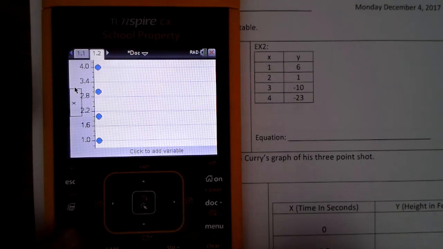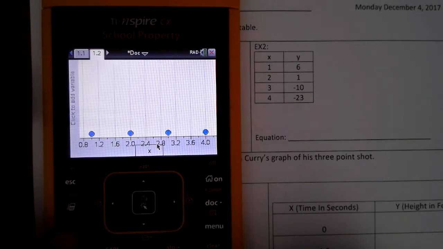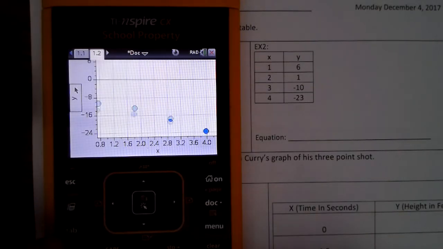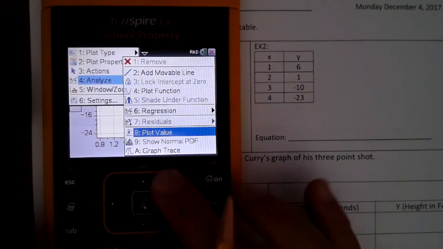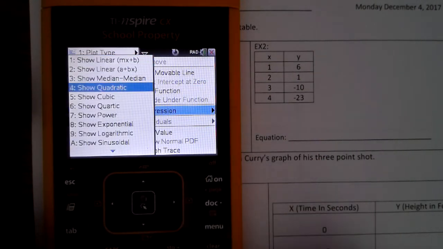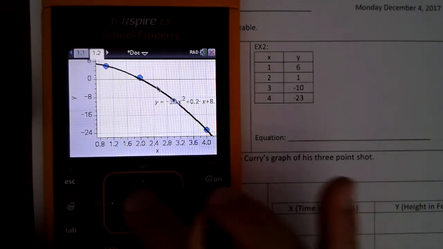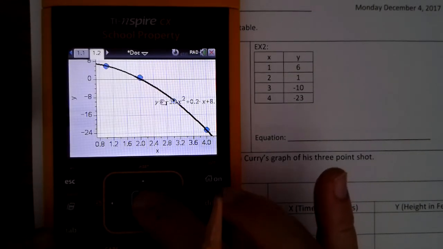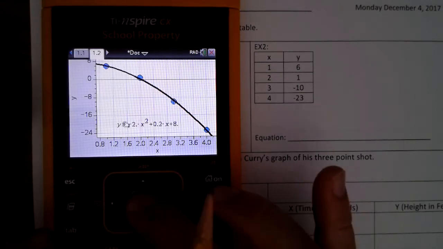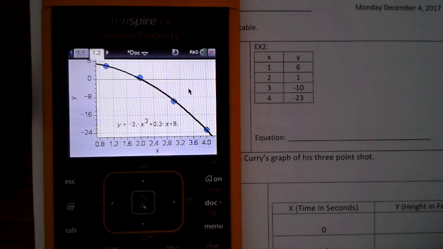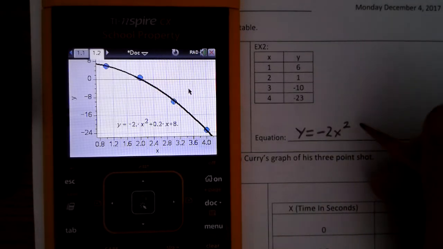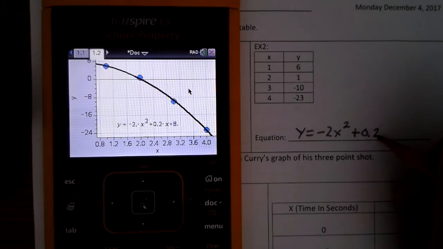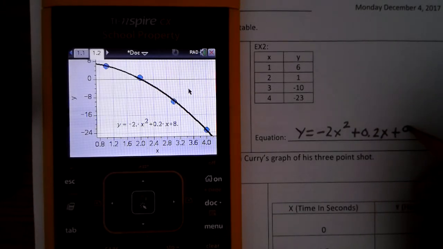No, I made a mistake, and I'm kind of glad I made a mistake. If that ever happens, just press tab again, X, and you're back there, and then tab Y, enter, and then menu, analyze, regression, show quadratic. And again, I'm going to move the cursor over the equation until I see the hand. Control click grabs it, and I'm going to move it so I can see it. And then click again and press escape. So your equation is y equals negative 2x squared plus 0.2x plus 8.